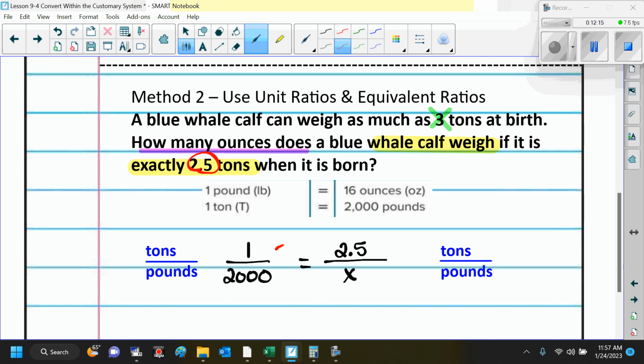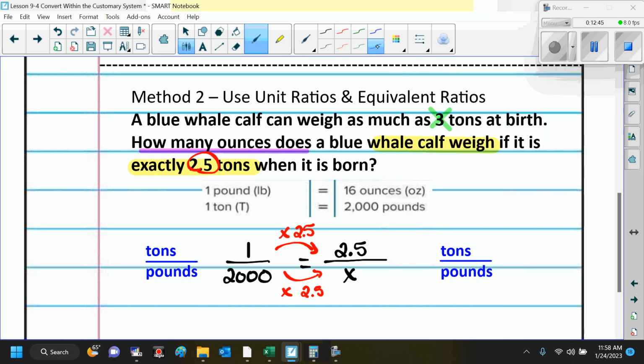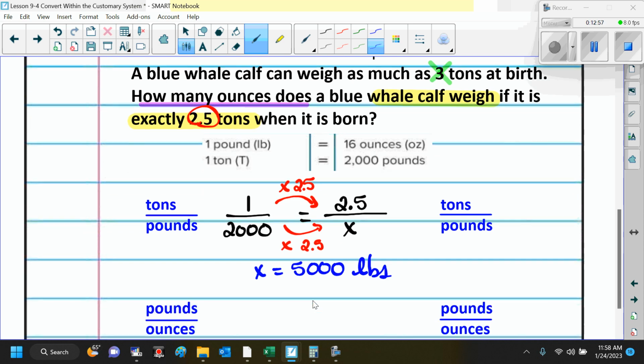So how do I get from 1 to 2.5? 1 times 2.5, right? So that means down here we're also going to multiply times 2.5. So here's our calculator. We've got 2,000 times 2.5, and that's going to give us 5,000. Did everybody get that? So x is equal to 5,000 pounds. Don't forget your units. That's not our whole thing.